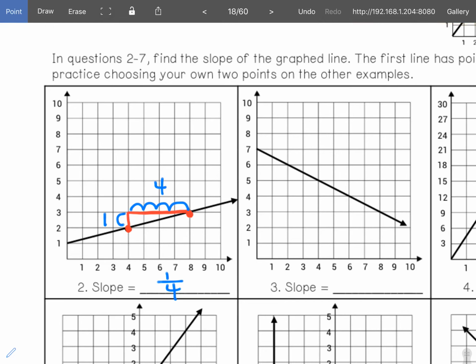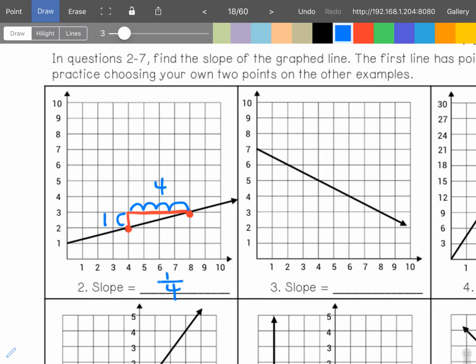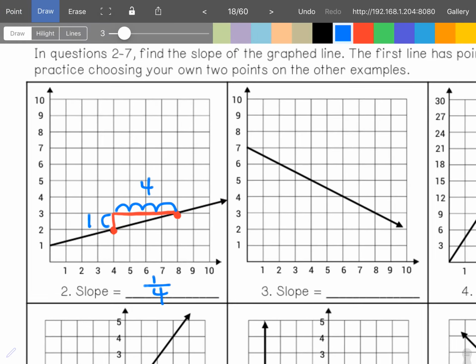Then double check, is this a positive or a negative slope? Starting at the left and moving up, that's positive, so it's positive 1/4. All right, let's look at the next one.